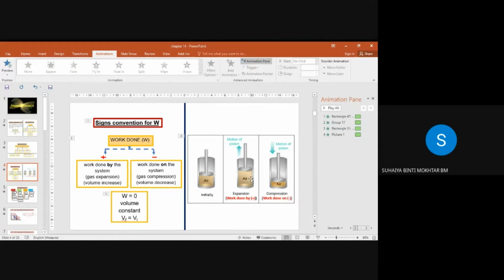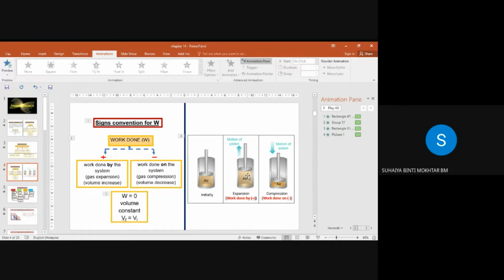So in the first case, expansion, the work is done by the system. The volume increases, and the final volume is greater than the initial volume. So the work done by the system is positive.